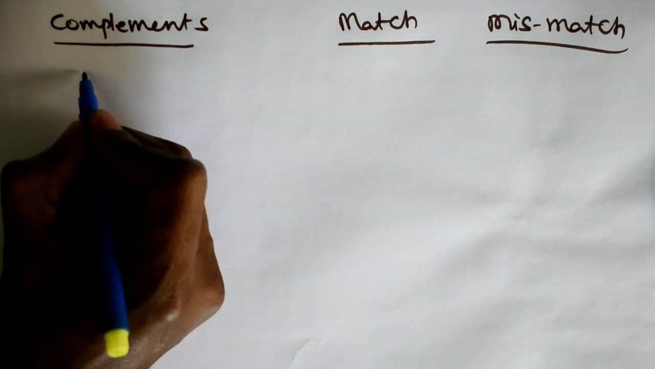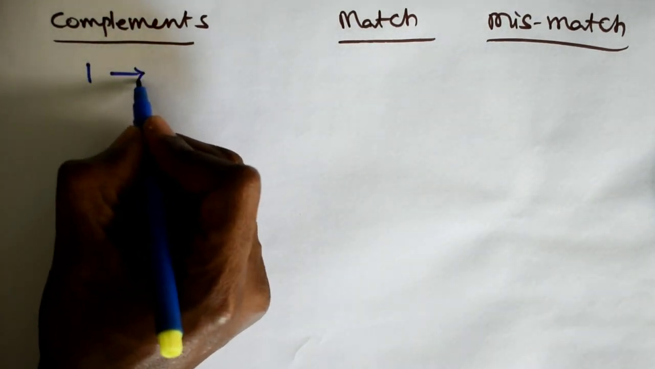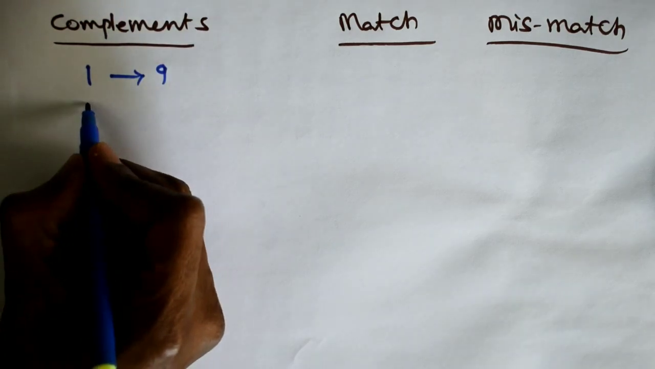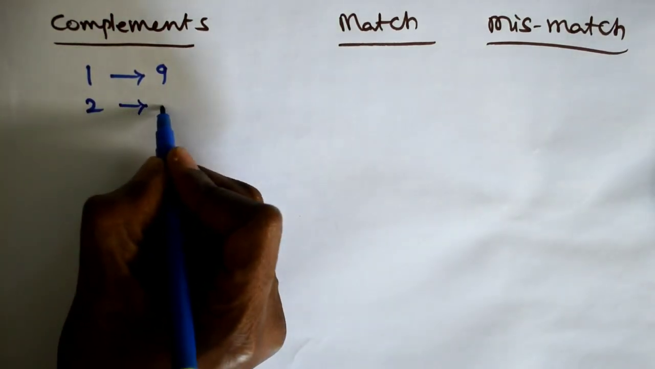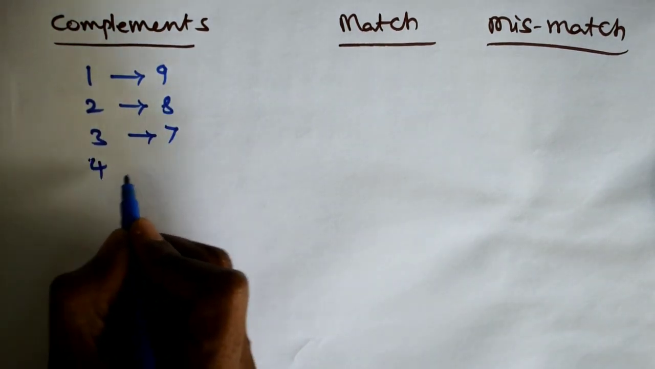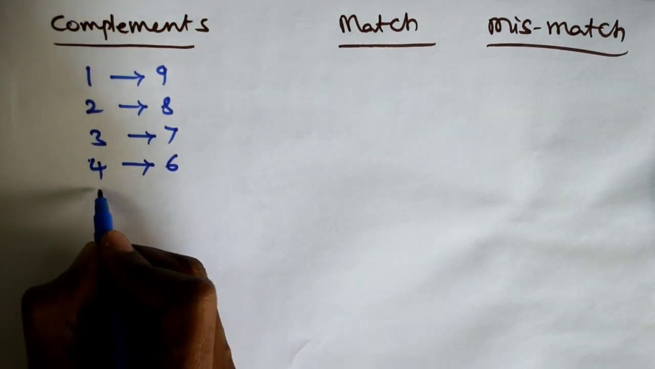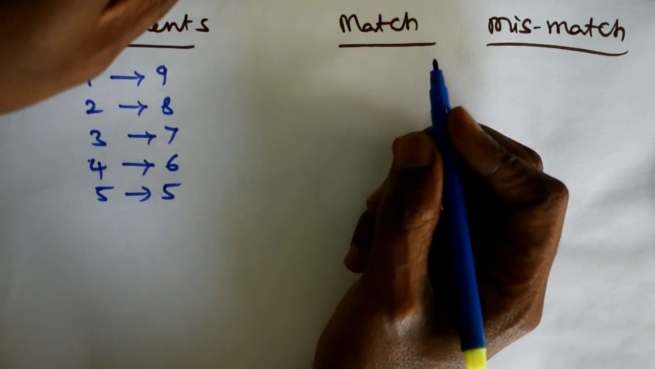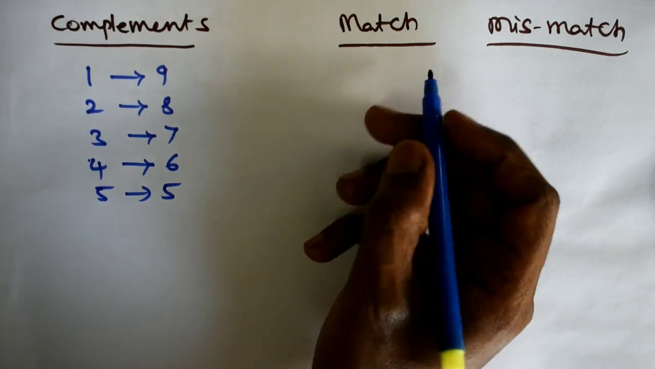So the digit 1's complement is 9, so that if we add both of them, it comes to 10. In the same way, for 2 it is 8, for 3 it is 7, and for 4 it is 6, and 5 obviously it will be 5 only. Right? I hope it is easy to remember also.